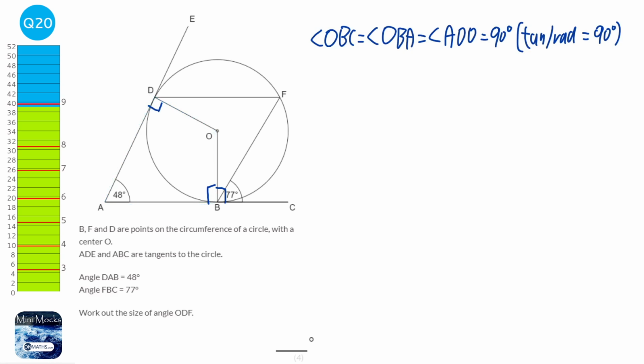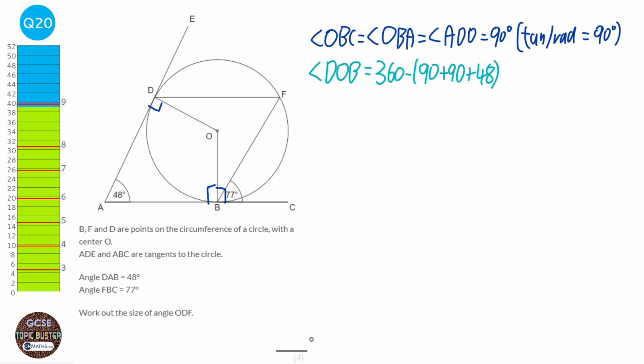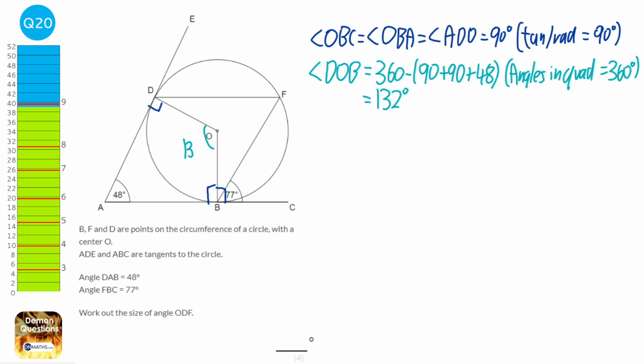And whenever we've got quadrilateral and we've got three of the sides, we can work out the last one. So angle DOB is going to be 360, take away the angles that we know, so 90 plus 48. And the reason for that is angles in quadrilateral add up to 360 degrees. And so when you do 360, take away that, you get 132 degrees. So this is 132.